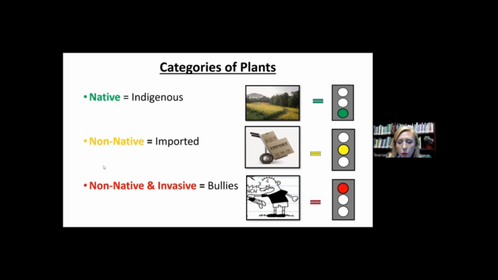To make it easy, we color-coded these plant categories throughout this presentation. For native plants, we're giving the green light to those. You will see the green light on slides where any native plants are discussed, and then we coded non-native plants as yellow to be cautionary. Any non-native and invasive plants you will see in red.